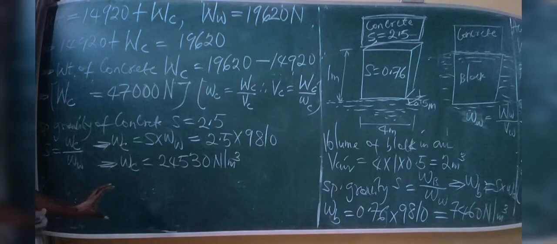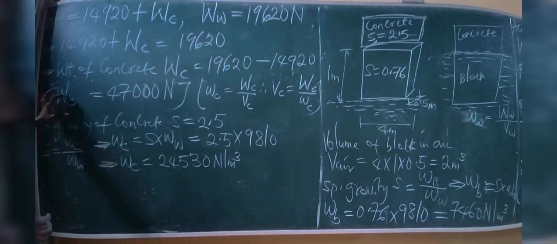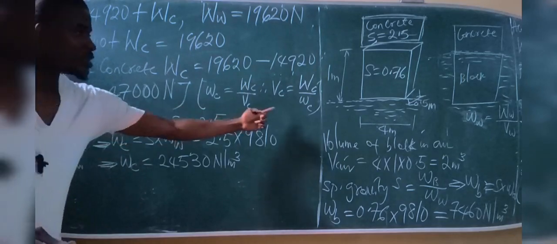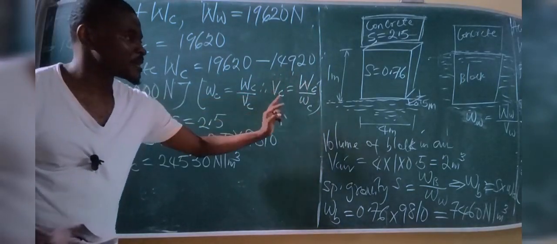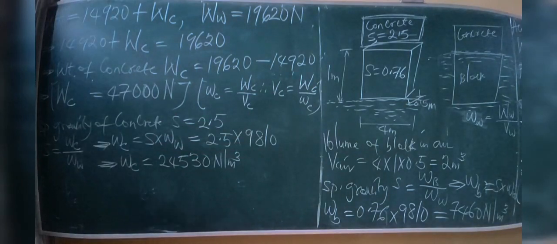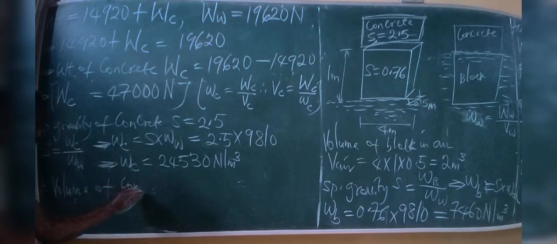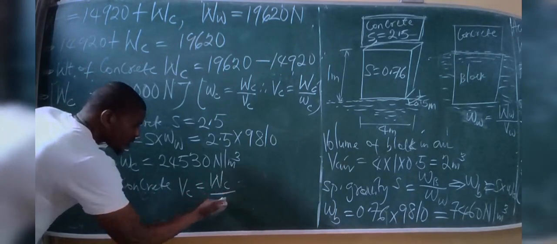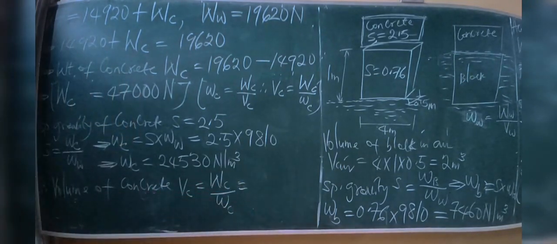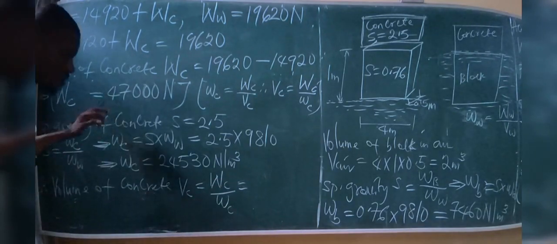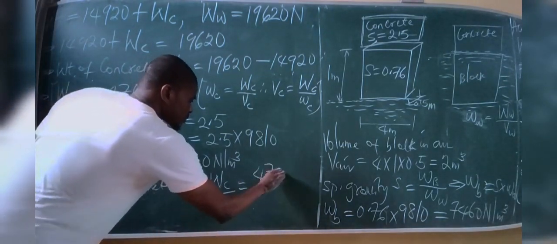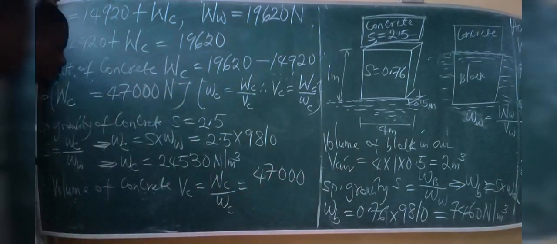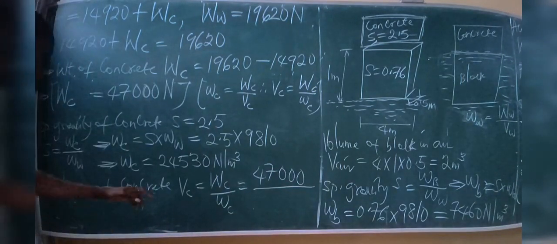So if we have this to be the specific weight of concrete and we know the total weight of concrete in air, we can now compute the volume of concrete. Simply total weight of concrete divided by specific weight of concrete. Therefore, volume of concrete is total weight of concrete over specific weight of concrete, which is 4700 over the specific weight of concrete, which gave us 24530.